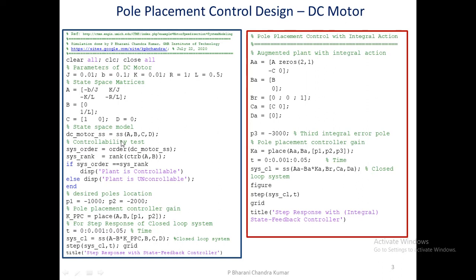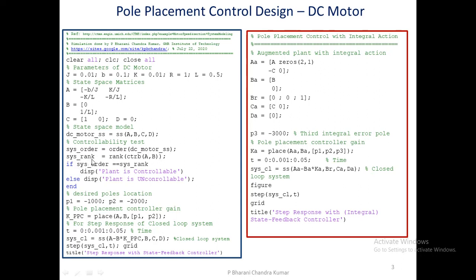To design any pole placement controller, the first thing is we have to do the controllability test. While doing the controllability test, we have to ensure that the rank of the controllability matrix should be equal to the order of the system, or the number of states. As we know, it is a second order system, so there is no need to do this by hand. But if the system is 100th order or 200th order, you cannot simply calculate by hand.